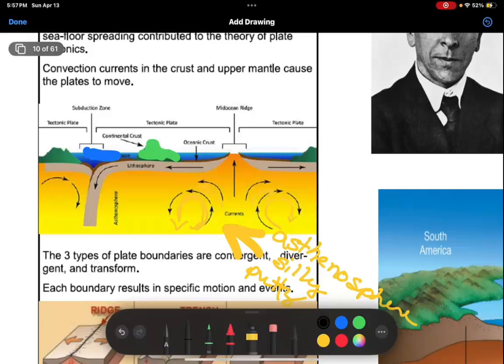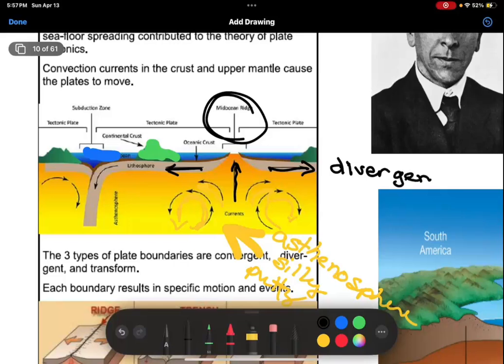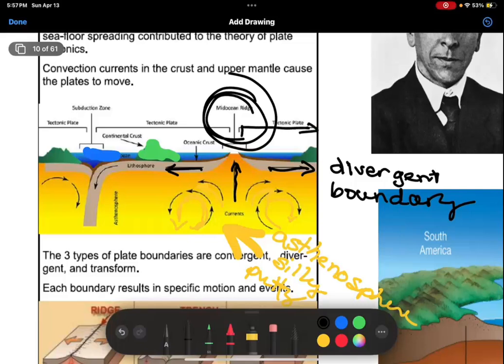Does anybody know what this right here is? When the plates are moving away from each other, that's called a divergent boundary. And that creates a mid-ocean ridge. This tectonic plate is going this way, and this tectonic plate is going this way. When this plate keeps moving, it is more dense under the continental plate. And right there we get things like a subduction zone, which also gives us trenches.